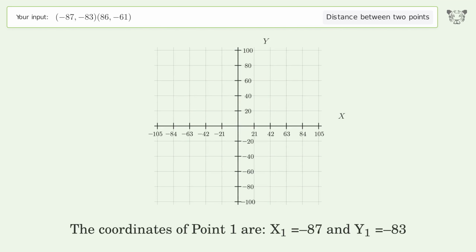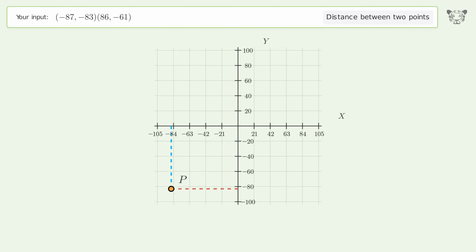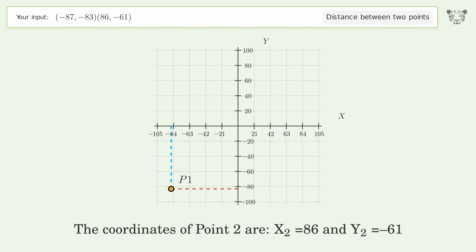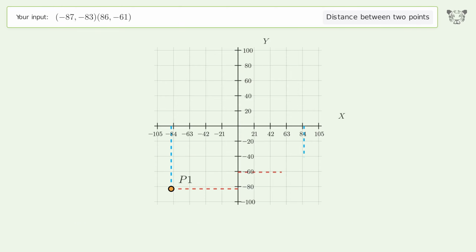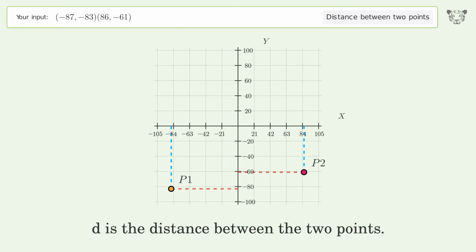The coordinates of point 1 are x1 equals -87 and y1 equals -83. The coordinates of point 2 are x2 equals 86 and y2 equals -61. D is the distance between the 2 points.